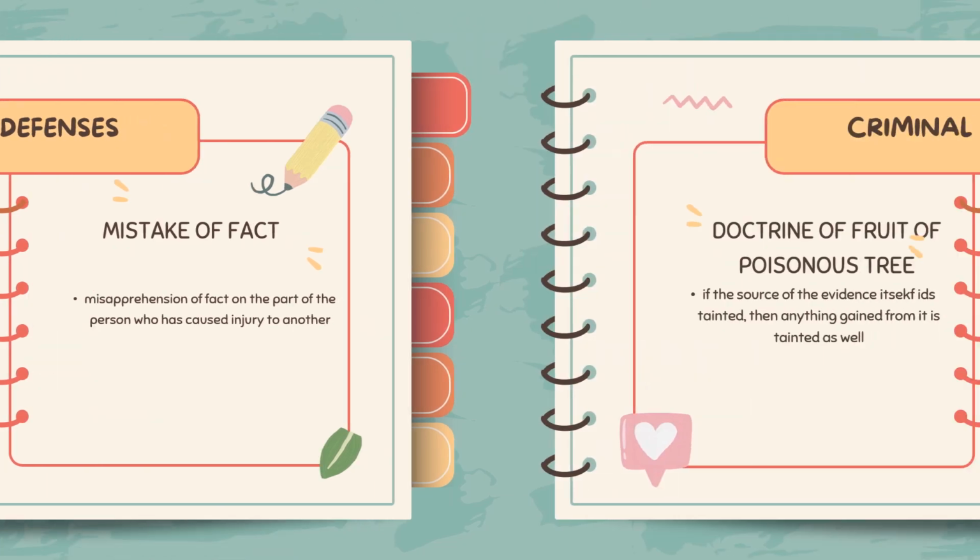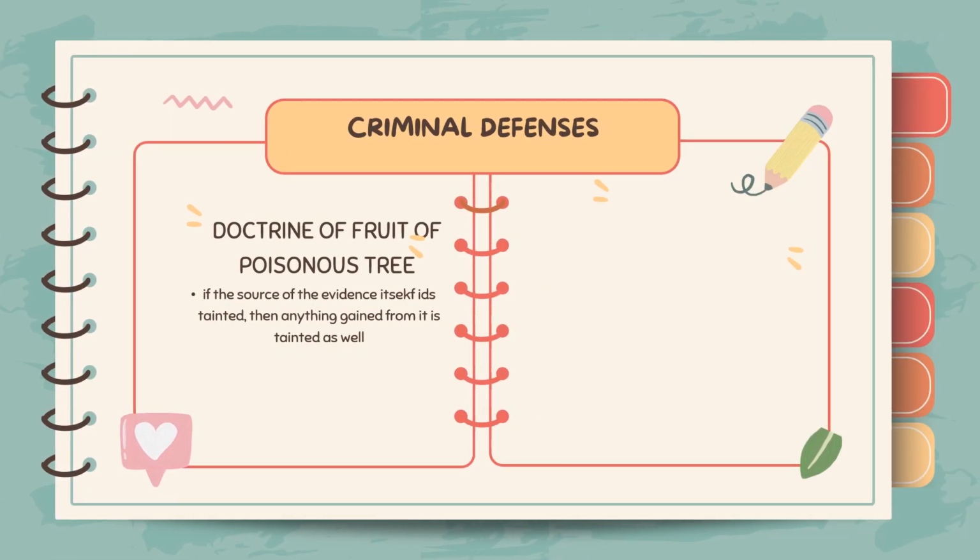Then we have doctrine of fruit of the poisonous tree. So it is actually a legal metaphor in the US wherein it describes that evidence that is obtained illegally is not admissible as evidence in court. So if the source of the evidence is tainted, then anything gained from it is tainted as well. Then we have insanity.